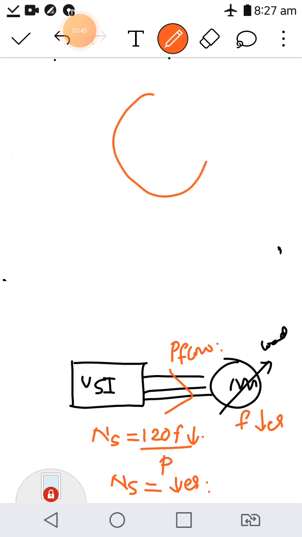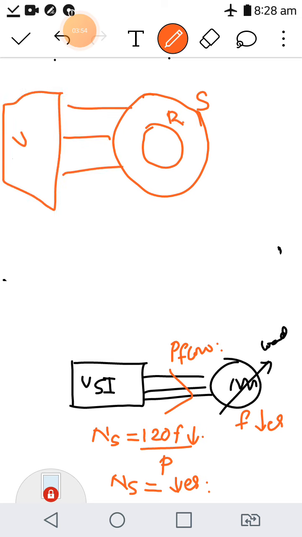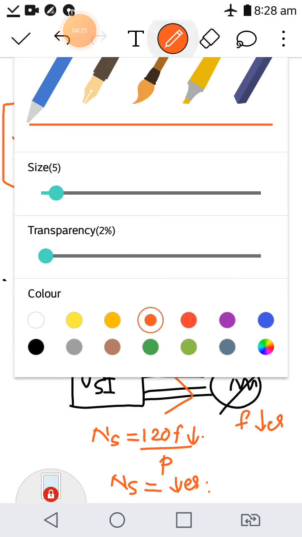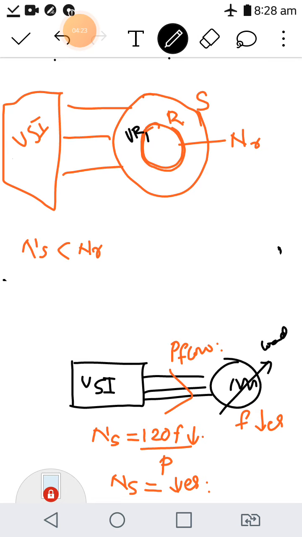You have this machine, stator and the rotor, fed by a VSI. When the synchronous speed decreases, at one stage ns becomes less than nr. What is nr? nr is the rotor speed, the actual running speed, and ns is the synchronous speed. If the synchronous speed is less than the actual speed, immediately the slip becomes negative, which means that the rotor induced voltage and the rotor induced current reverse.